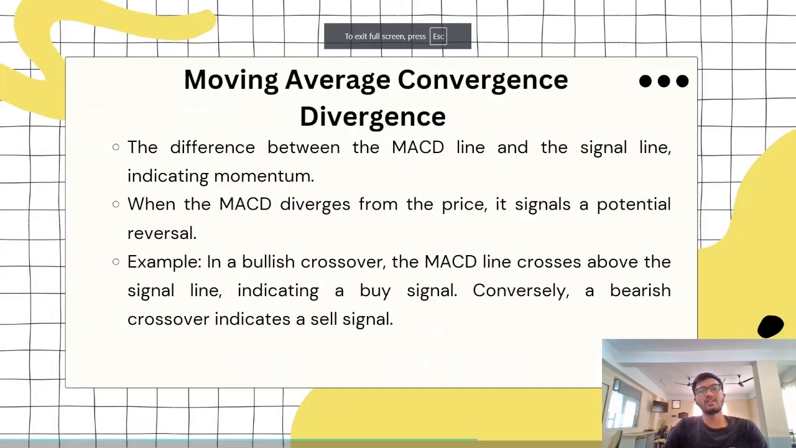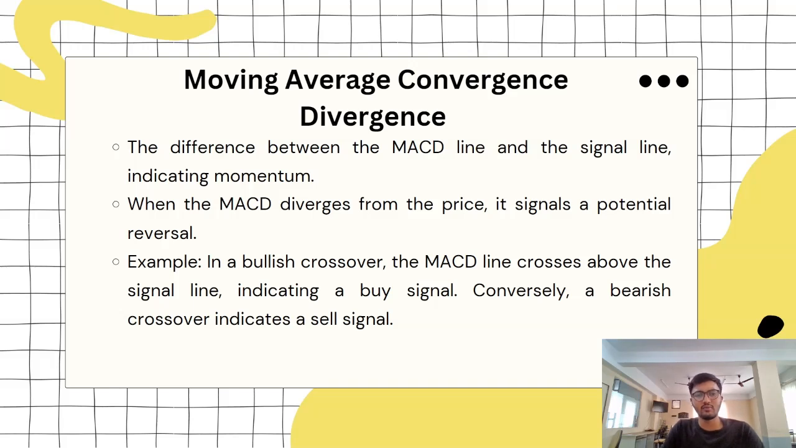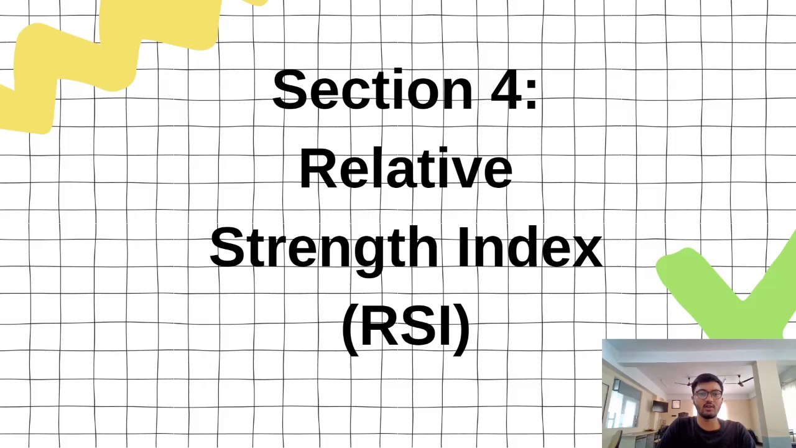Next is, the difference between the MACD line and the signal line indicates the momentum, as I was telling you about the momentum. So it gives you a very perfect indication. Like MACD, in a bullish crossover, the MACD line crosses above the signal line, indicating a buying signal. Conversely, a bearish crossover indicates a sell signal. So if from the top it crosses over, the move is going to go down. If below it is crossing over like this, and the histograms are greater than zero, it will be a bullish signal.